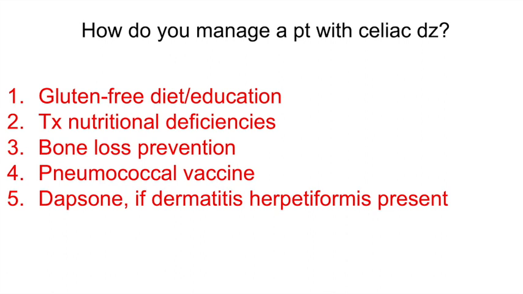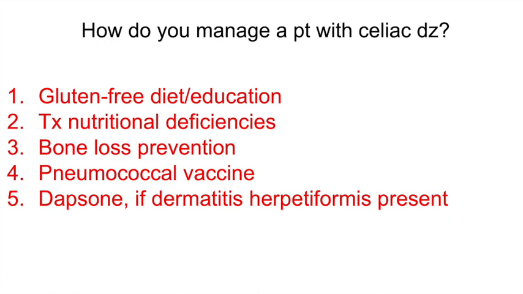So some nutritional deficiencies that patients with celiac disease can have include deficiencies of iron, calcium, vitamin D, folic acid, and thiamine. For bone loss prevention, you can obtain a DEXA scan at diagnosis of celiac disease, then repeat the DEXA scan 1 year later if osteopenia was present.